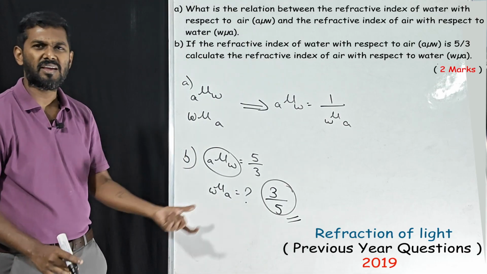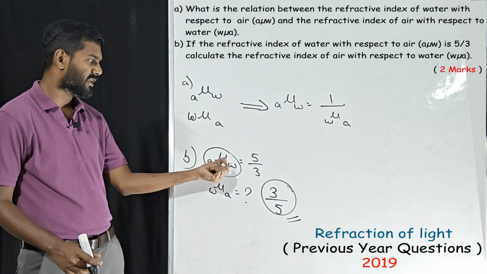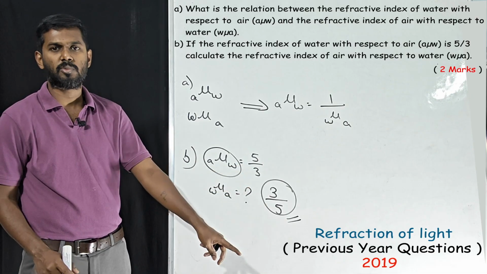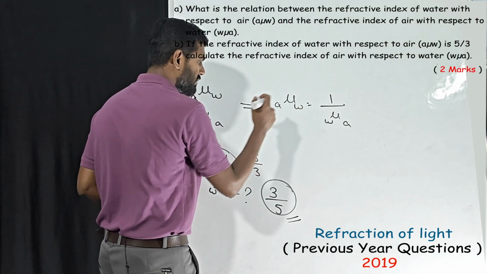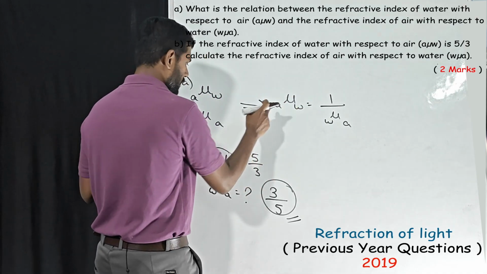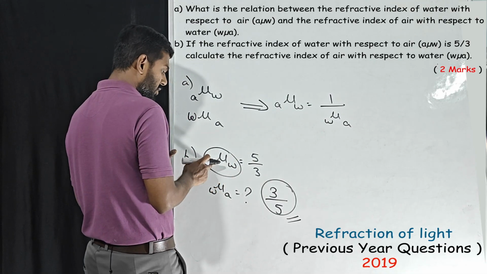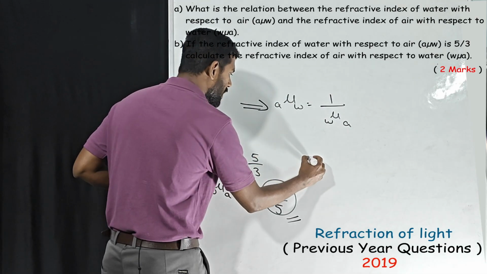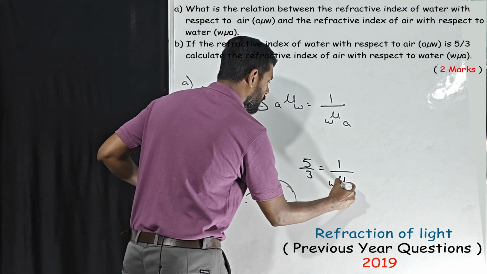that's it. So this is a very simple question. Principle of reversibility. If this refractive index is 5 by 3, we just take the reciprocal and we will get the answer. Why do we have to take the reciprocal? Because these two are inversely proportional. See, we will apply the values whatever they have given here. Water with respect to air they have given, that is 5 by 3. 5 by 3 is equal to mu WA.